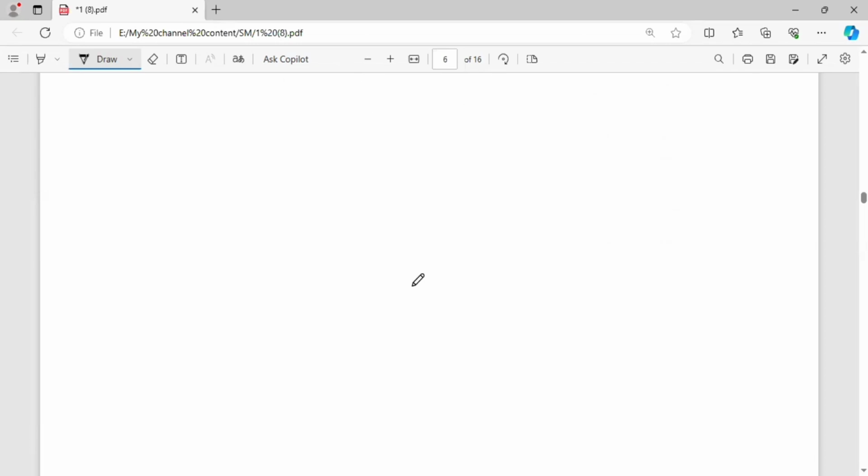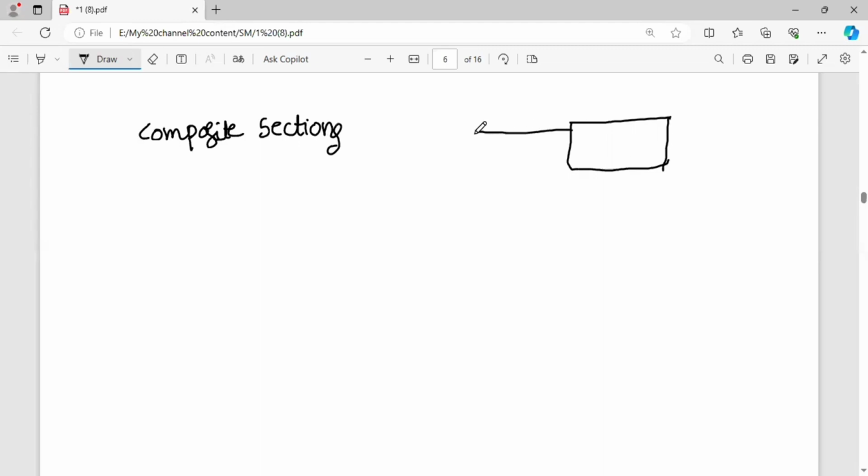Next, coming to composite sections. A composite section means it is one bar and another section together, making up the total component. One is made up of steel and the other is made up of copper. These are two different materials, the combination of different materials, so it is a composite section.